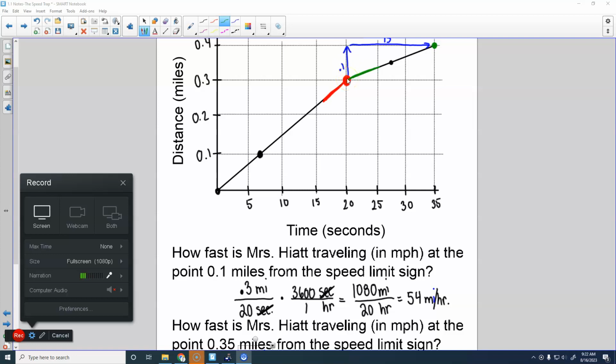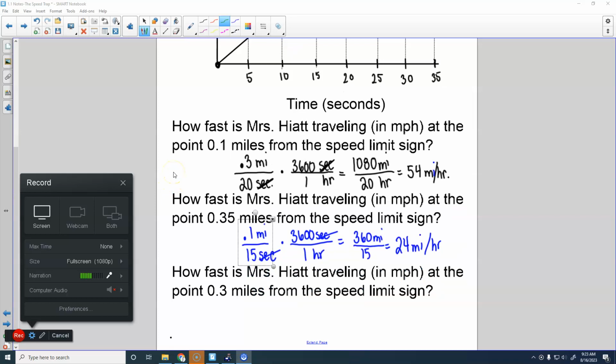This graph can't happen in real life because you can't go from 54 to 24 at an instant. You could go pretty fast, you could hit your brakes pretty fast, but not at an instant. So, on your next, for that last question, it's kind of a trick question.